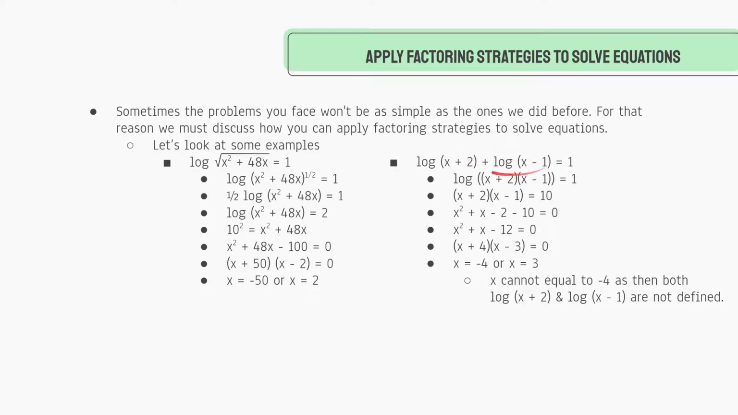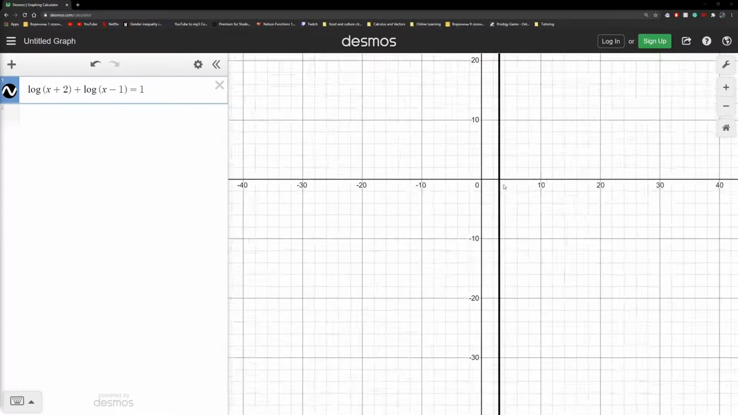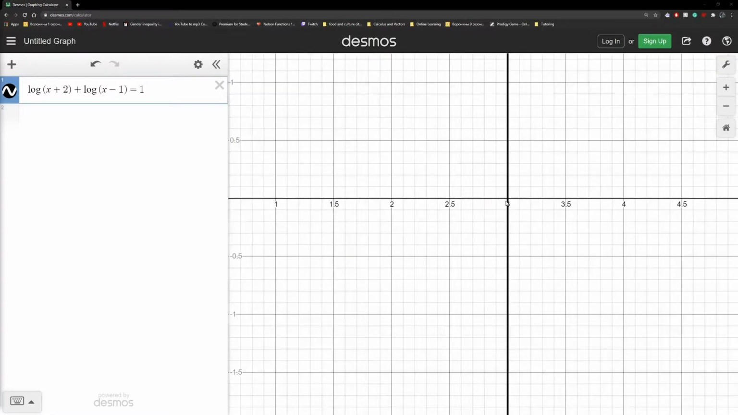Same thing goes for log of x minus 1. This asymptote is at 1, so there's nowhere we're getting an x value at -4. So that root is extraneous and we cannot provide it as a solution. Therefore, the only real answer we have is x equals 3. Again, we could verify this by graphing it. And would you look at that? We only have one answer, and that one answer is that x equals 3.